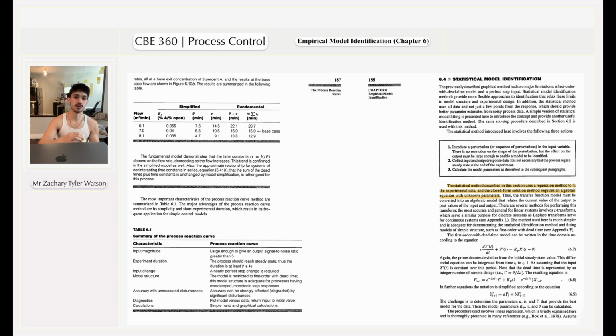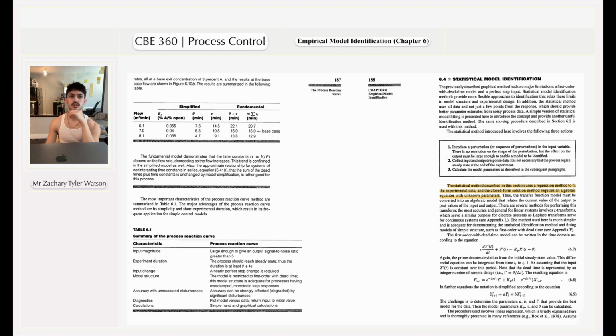So here's what I wrote. Chapter 6, we have graphical, 2 methods, T 63% and T 28%, and then we have our statistical method that we are going to introduce here in 6.4, statistical model identification. Like statistical model identification should just ring a bell for me. The previous section was obviously separated from section 4.